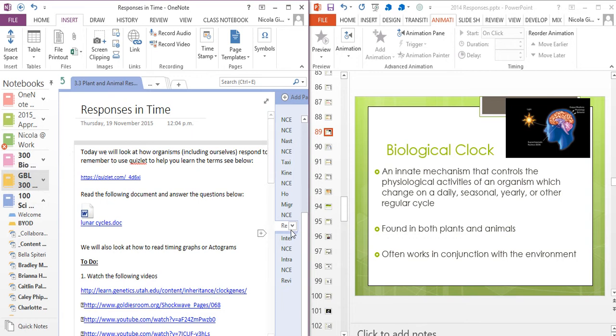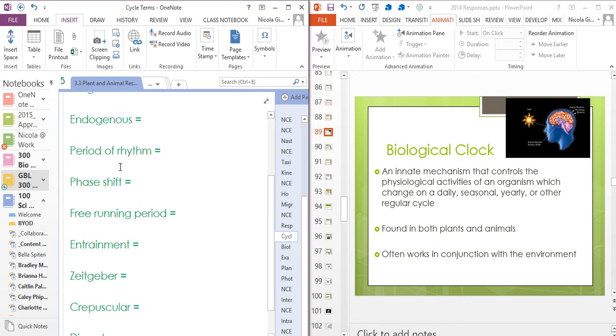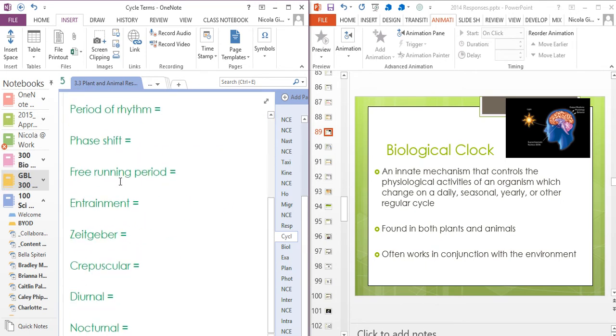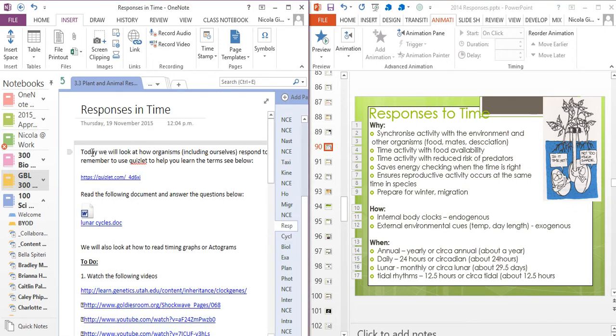While you are listening to those videos and watching those interactives, you need to be looking and thinking about these terms. Okay, so you need to be learning what these terms mean. You also need to be thinking about why organisms respond. So we'll put some questions in here to help you answer these questions here.